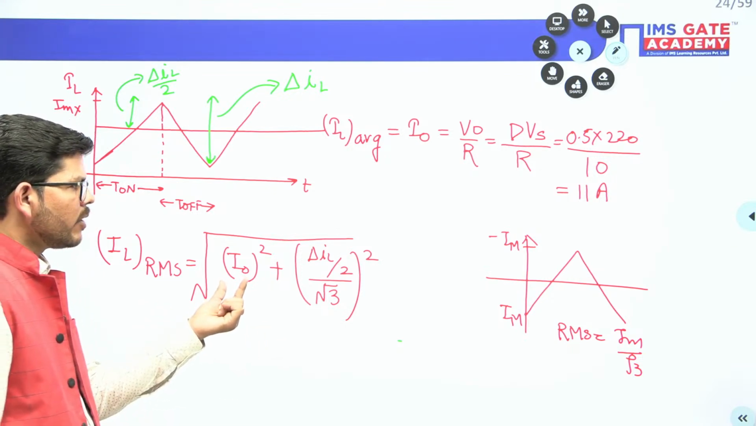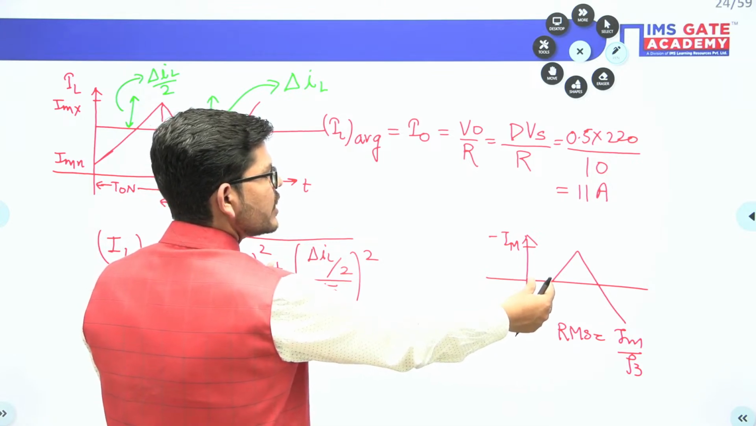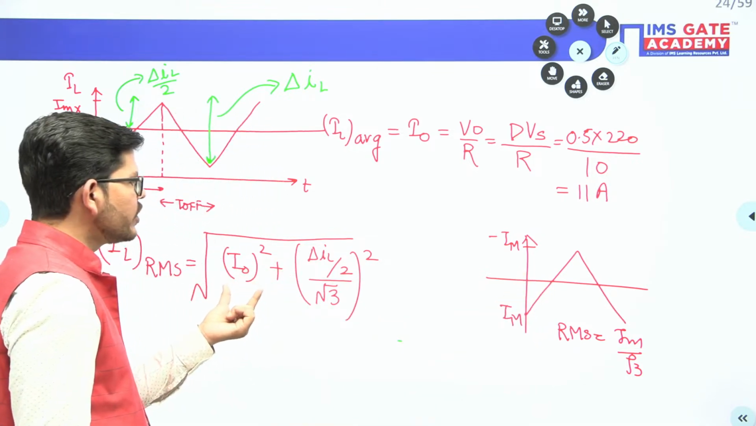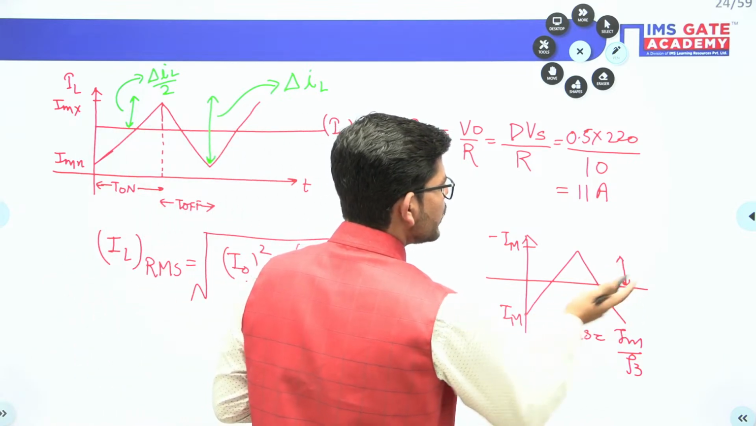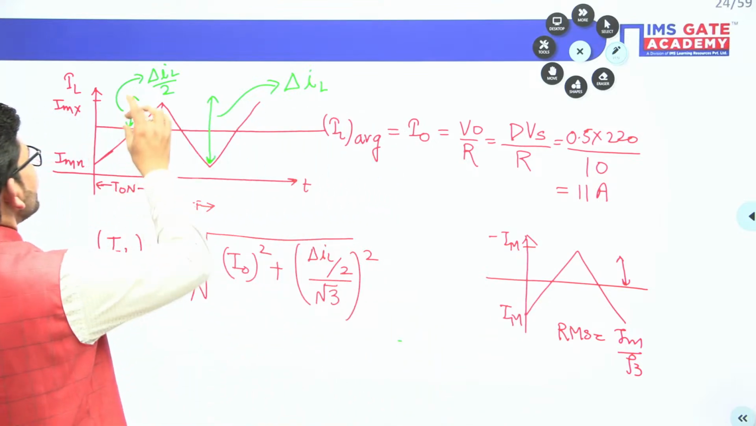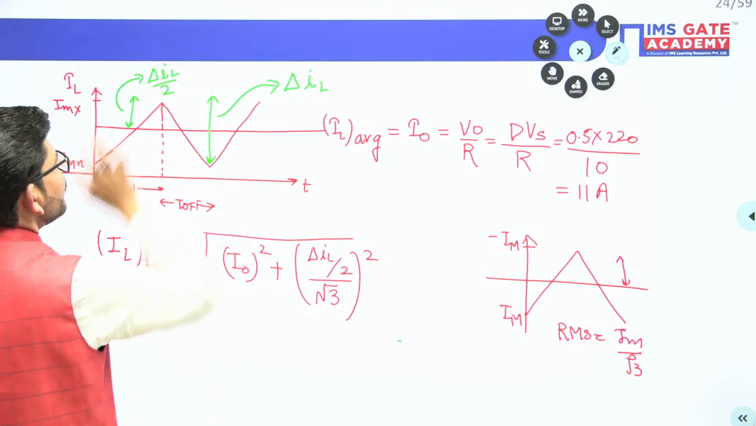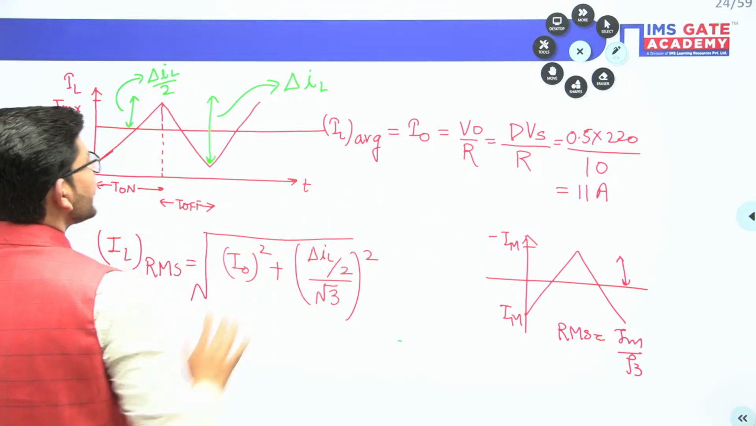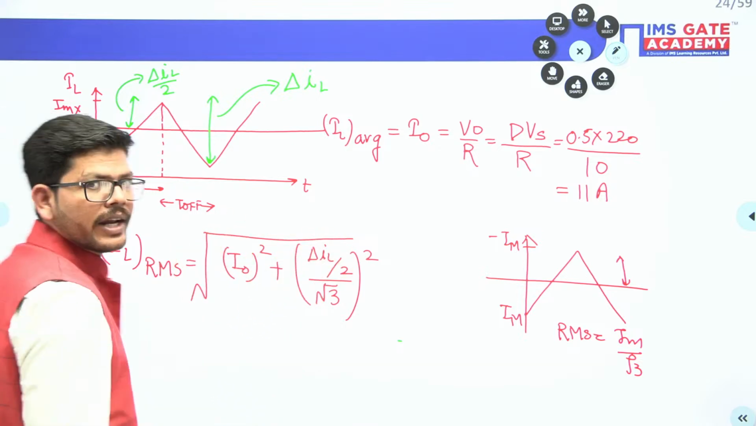The shifted amount here is 0. The average value is 0 here. The shifted amount is 0 here, so we don't put it there. And this is the amount above or below the average value. So what is the amount above or below the average value here? The average value is I naught. Above it we have del IL by 2, so that will be the Im of this case. So del IL by 2 upon root 3 square plus I naught square, isn't it?